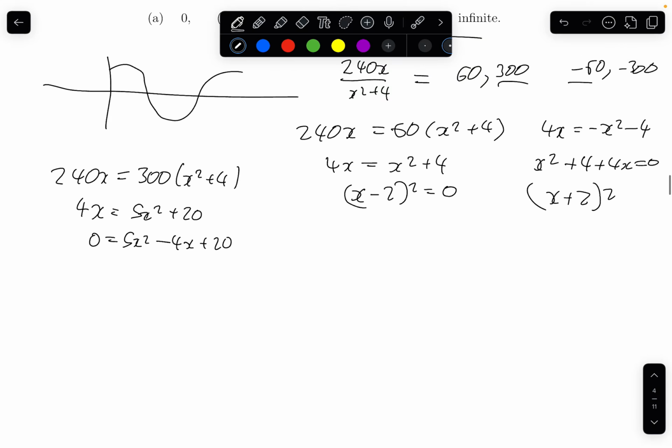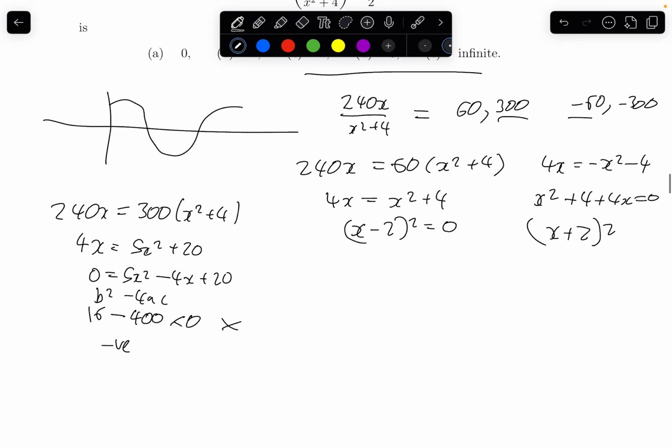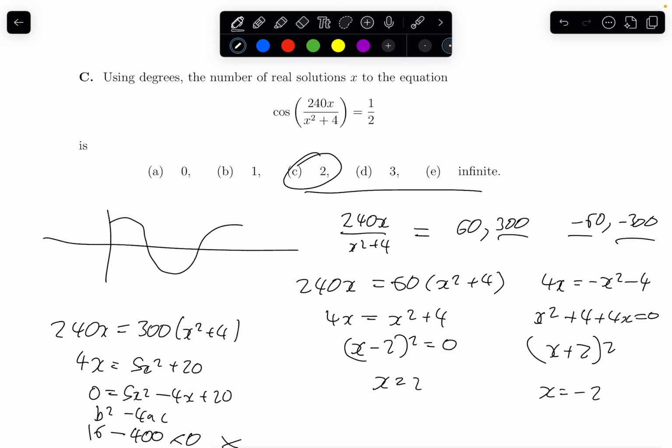I was like, I don't know how to solve that. I mean, I could, but first I was going to put it in my quadratic formula. So I was going to check b squared minus 4ac, the discriminant, to see if it does have real solutions. So it's 16 minus 4 times minus 400. Well, that is very negative, and because it's less than 0, there are no real solutions. And if you test minus 300 as well, you get no real solution. So there's only x equals 2 and x equals minus 2 as real solutions to this. It's only C.